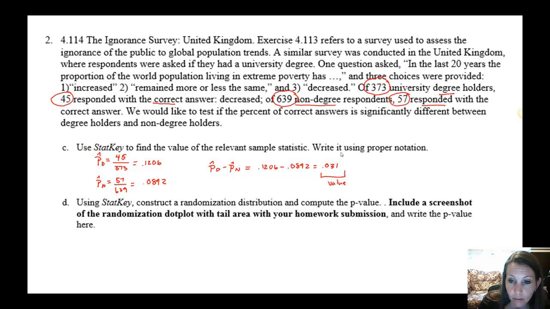And when it says write it using proper notation, the proper notation for the difference in 2 sample proportions is this, the P hat D minus P hat N. Now we're going to use StatKey to construct a randomization distribution and compute the p-value. So let's head over to StatKey and check that out.